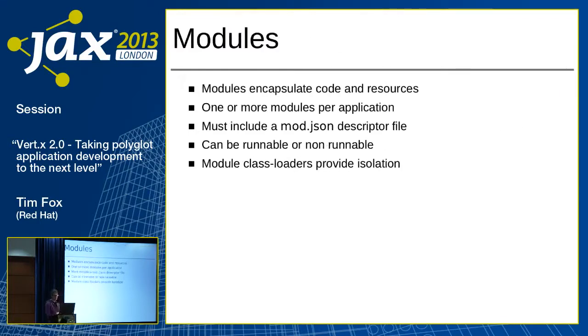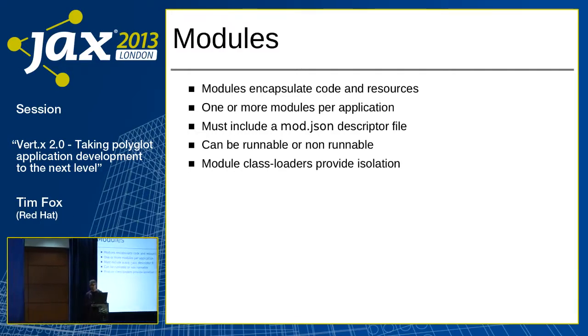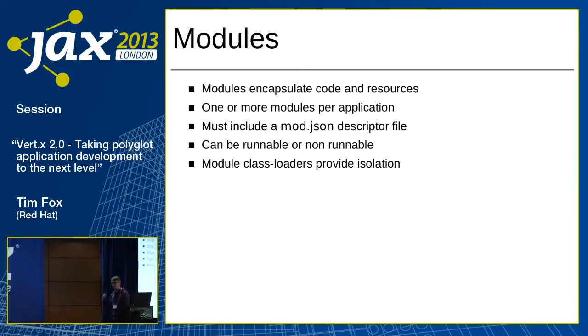Okay. So let's move on to modules. Another really important thing that we really built on in Vert.x 2 is the module system. So we had a module system before in Vert.x 1, but it's kind of basic. So in Vert.x 2, we've really expanded the module system. This is the really key thing that's going to be very important for moving Vert.x onwards.